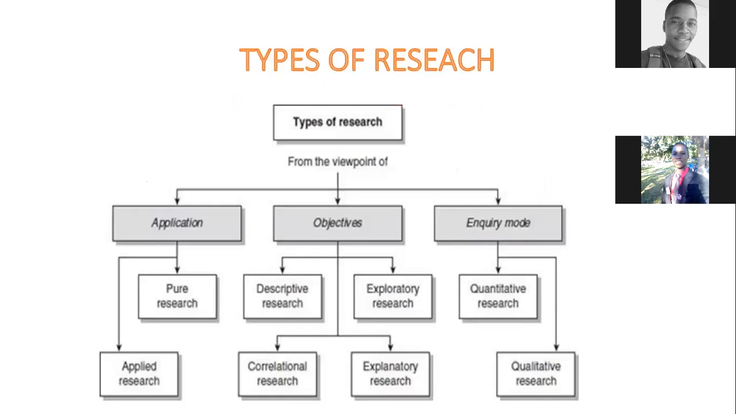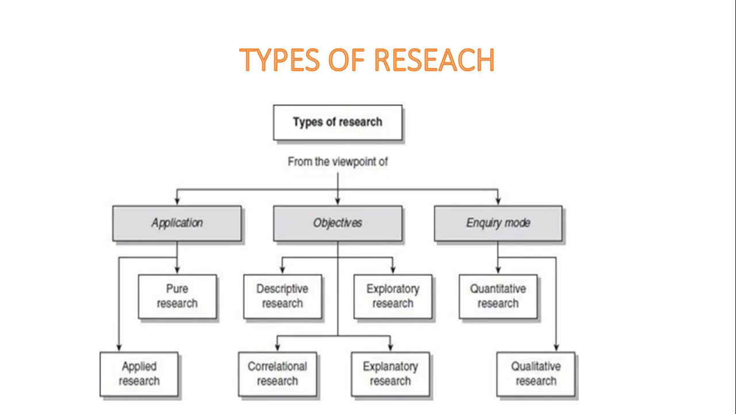So we have numerous types of research. These fall into categories. We have those that fall in the application section, objective section, and inquiry mode. Those that fall in the application section are pure research and applied research. In the objective section, we have descriptive research, exploratory research, correlational research, and explanatory research. Then inquiry mode, you have quantitative and qualitative research.